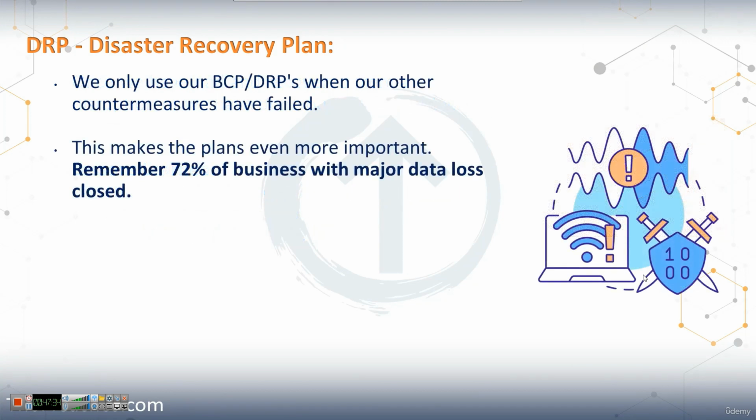But you need to keep in mind here, we only have to use our DRP and our BCP when every other single countermeasure we have in our layered defense has failed. When all of those controls are not enough, then and only then do we need the DRP and the BCP. This is an actual disaster. And if we don't know how to respond to that disaster, if we haven't updated our plans, well then we might very easily end up in the group of 72% of the businesses that either never opened again or were closed within 2 years of having major data loss.